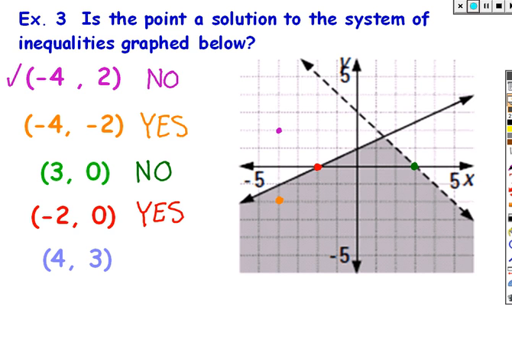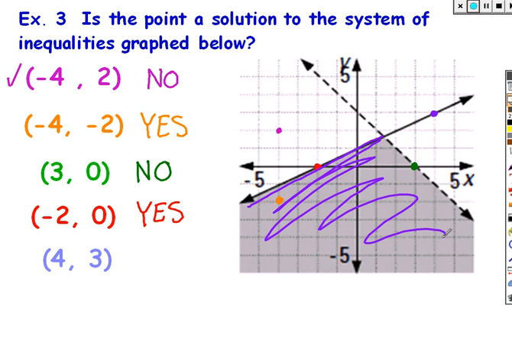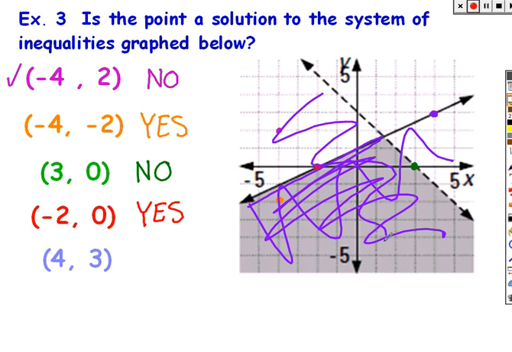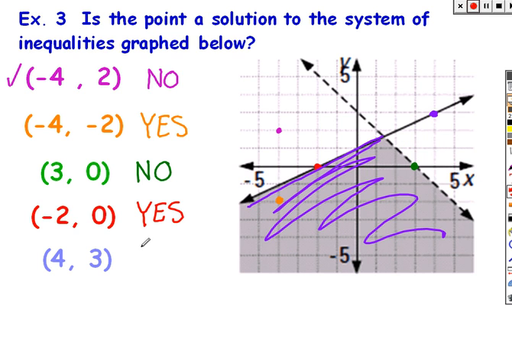And (4, 3). So (4, 3) is up here. Is that in the solution set? No. And actually, what did I just say? Any point on the solid line, but it has to be in this shaded region. So anything down here, yes. But out here, this might make that first inequality true, but it would not make the second inequality true. So that's not in the overlapped region that's being shaded. So (4, 3) would be a no. It would make one inequality true, but not the other.